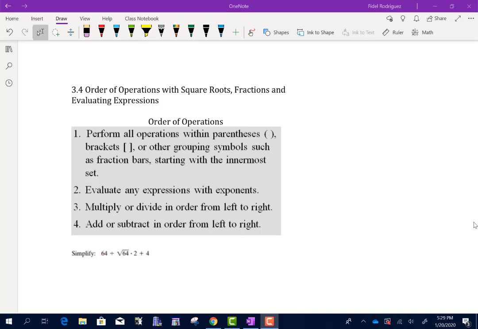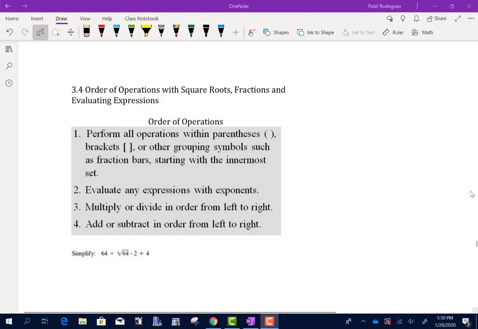All right, so section 3.4 is the order of operations with square roots, fractions, and evaluating expressions. So I want you to note that these are the same order of operations that we did back in section 1.9. We're still going to do all the operations within the parentheses, brackets, or other grouping symbols like fraction bars. We're always going to start with the innermost set first.